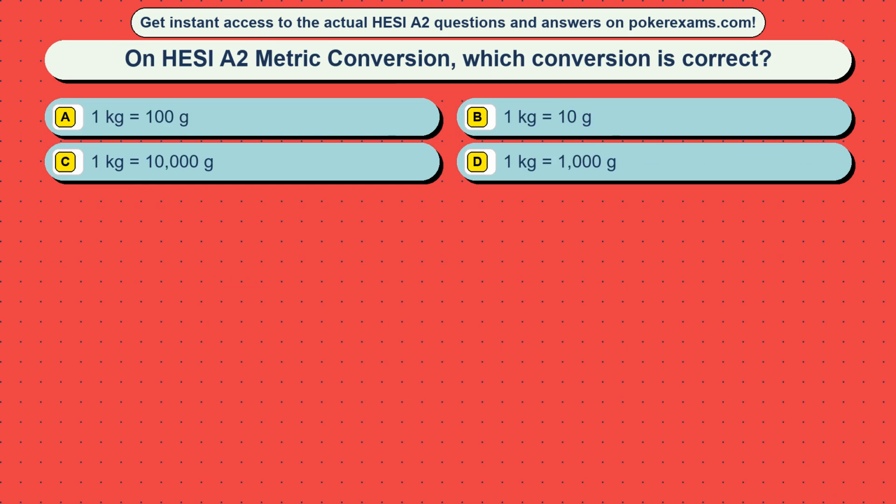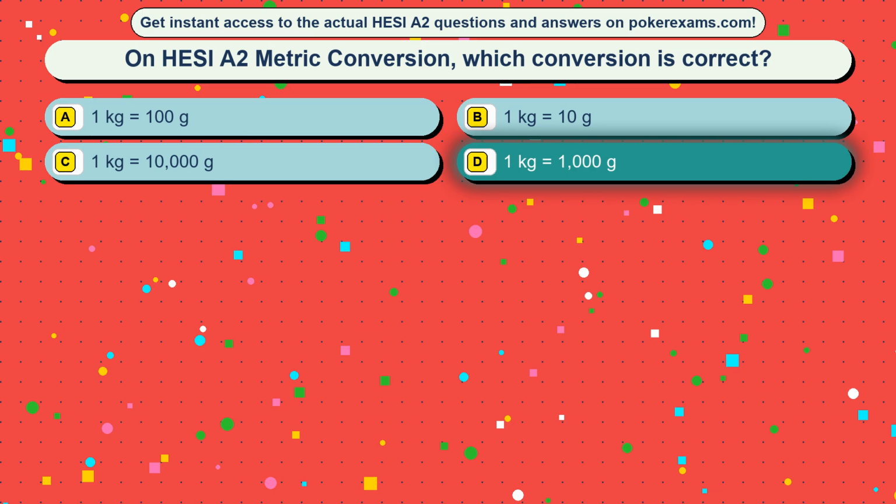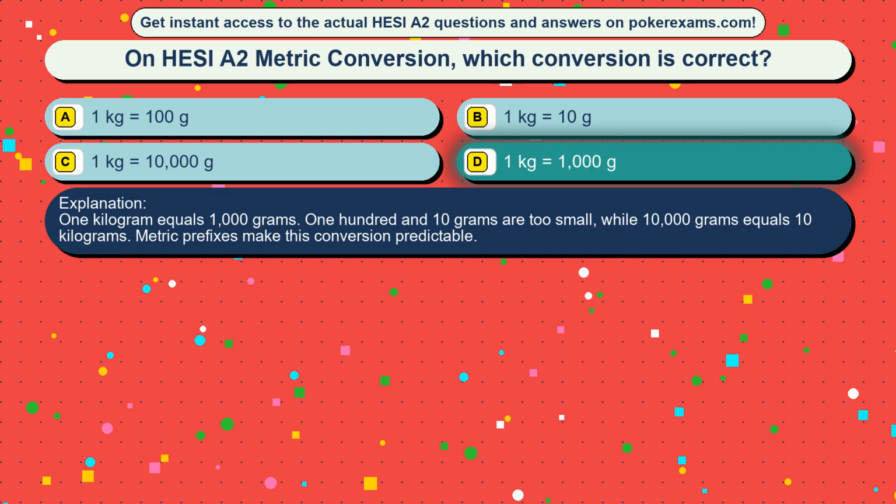Question 14. On HESI A2 metric conversion, which conversion is correct? Option A, 1 kg equals 100 g. Option B, 1 kg equals 10 g. Option C, 1 kg equals 10,000 g. Option D, 1 kg equals 1,000 g. The correct answer is option D, 1 kg equals 1,000 g. 1 kg equals 1,000 grams; 10 grams and 100 grams are too small, while 10,000 grams equals 10 kilograms. Metric prefixes make this conversion predictable.